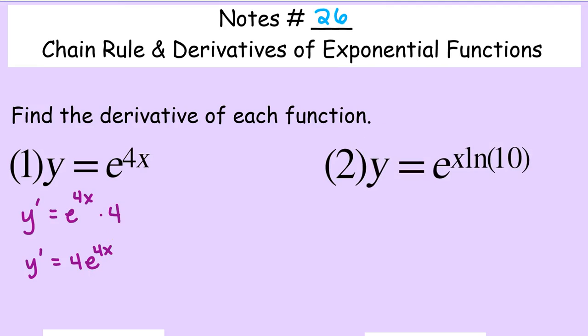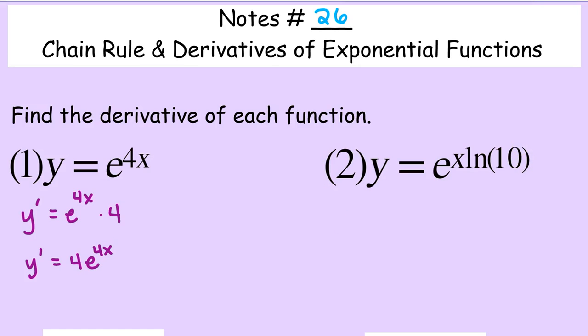Okay, same idea for problem number 2. We have y equals e to the something, and so we're going to find the derivative by just having e to the something times the derivative of that something. And notice the exponent, what I'm calling something, is x times natural log 10. Well, natural log 10 is just a constant, like 4 was in the first problem, so x natural log 10 is just some number times x.